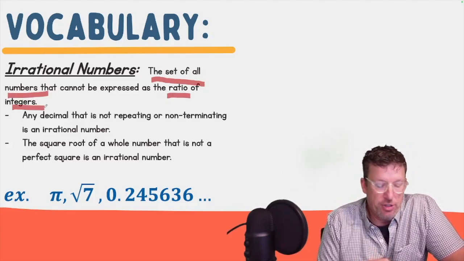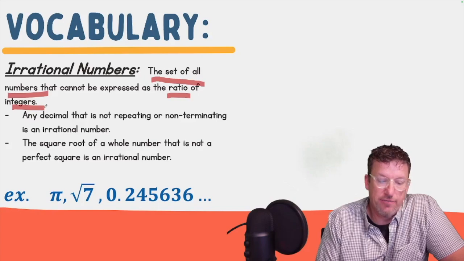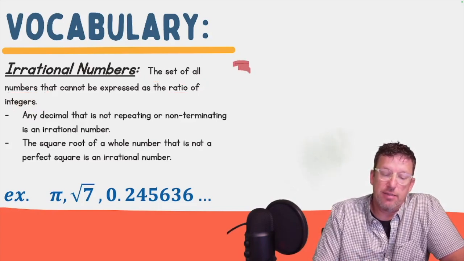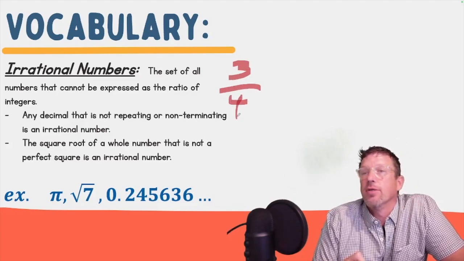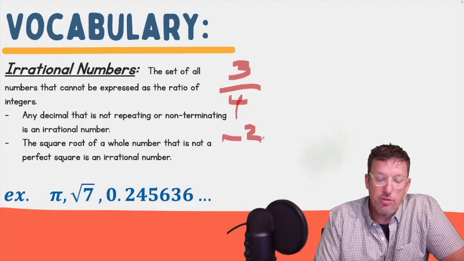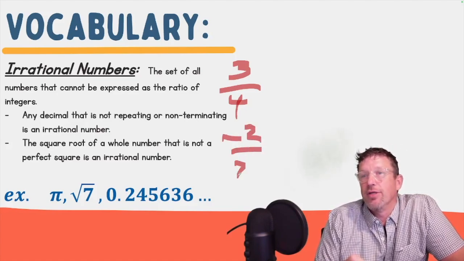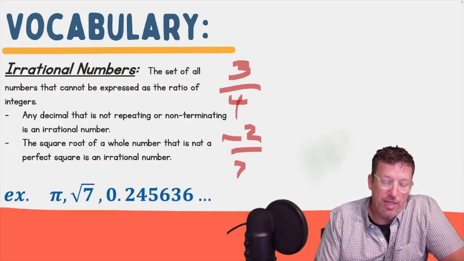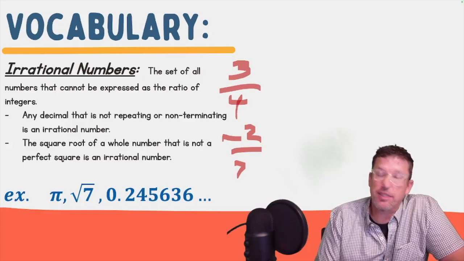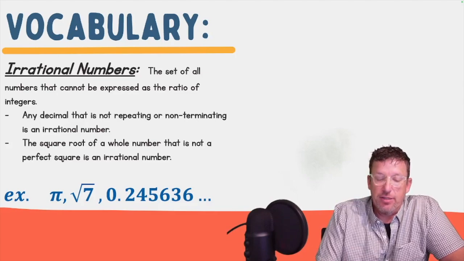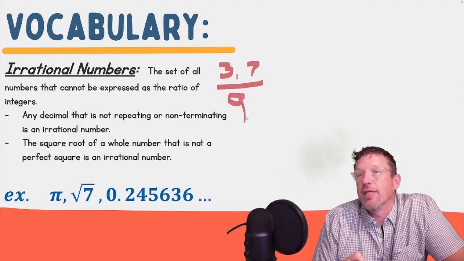When we think about a ratio of integers, if we think about it in fraction terms, here is 3 over 4. Those are two integers, which makes it a rational number. Or negative 2 over 7. The top is an integer, negative 2, and the bottom is an integer, 7. An irrational number cannot be expressed as integers. You would have to use a decimal or another fraction involved, so it could be like 3.7 over 9. That's an irrational number.